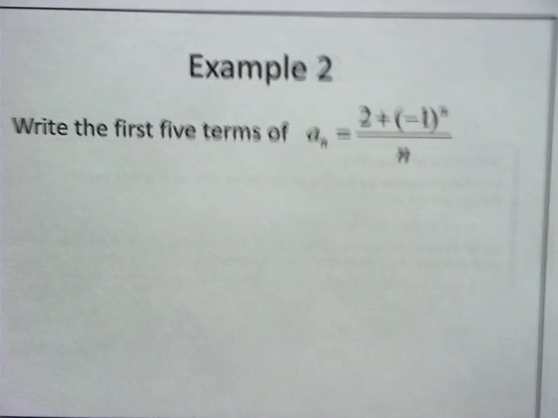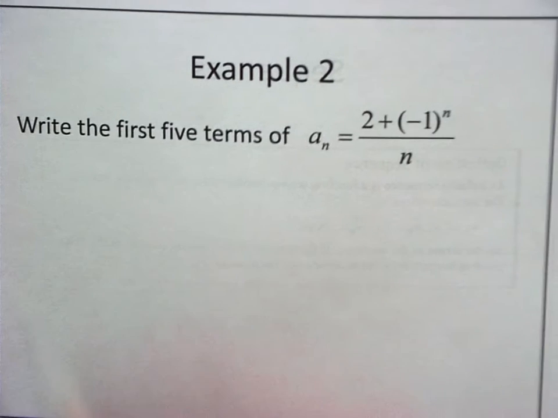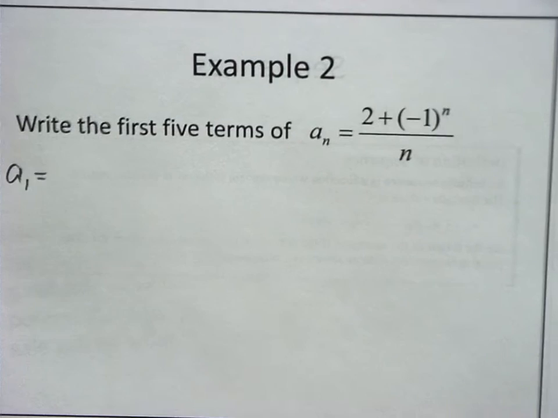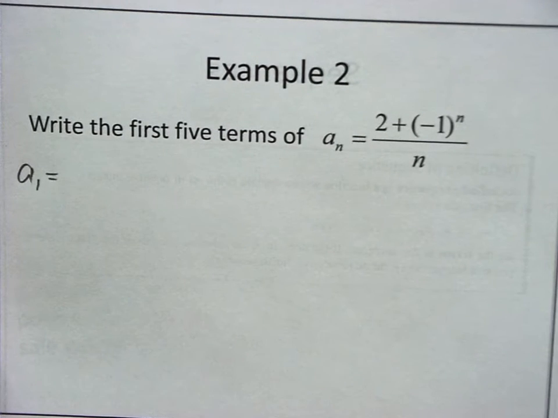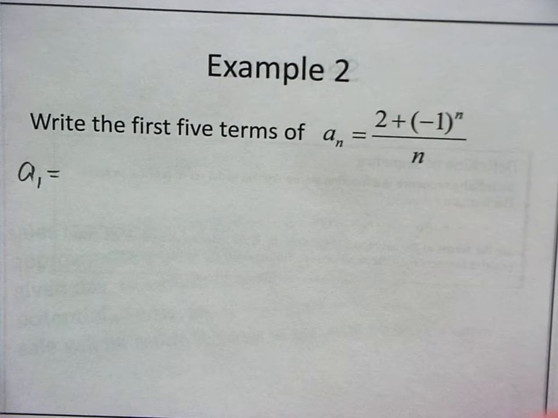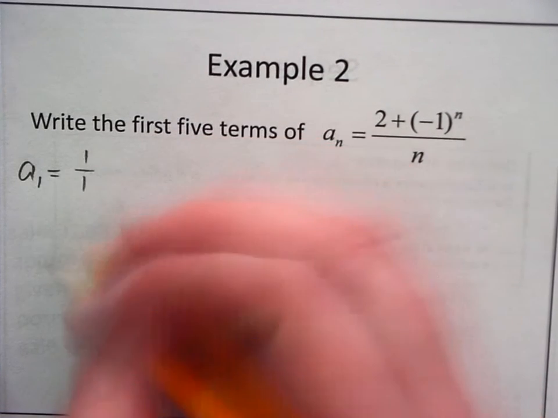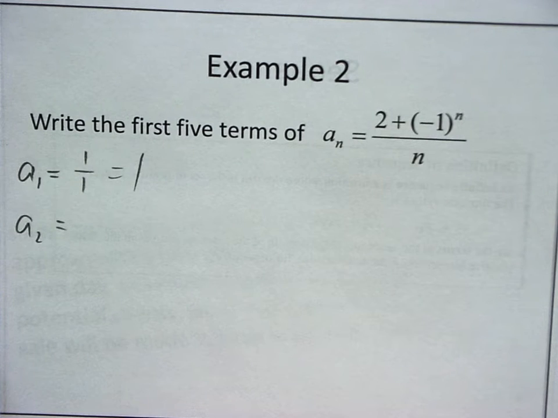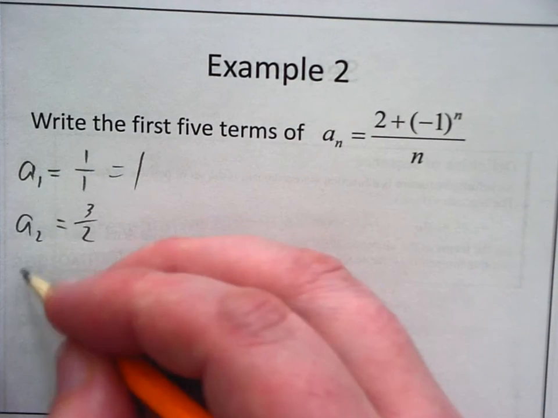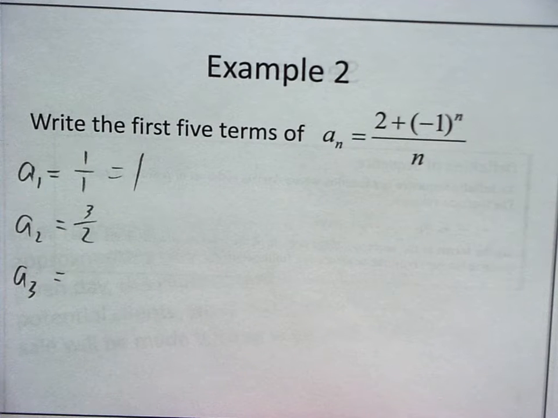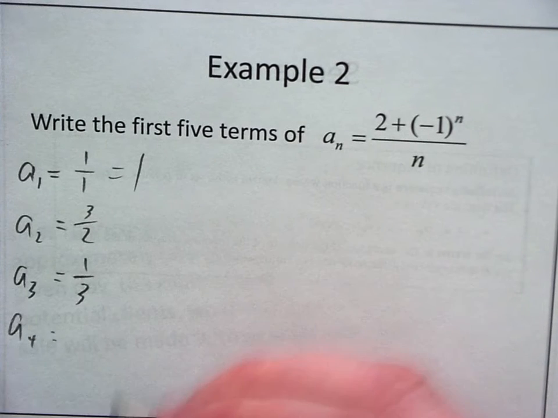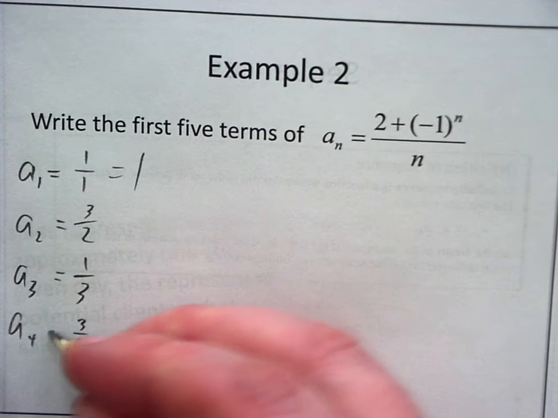What about this one? What would be your first term here? Like I said, they get a little ugly looking after a bit. 1. Just 1? Because you end up with 1 over 1, right? What about for the second term? Yeah, you get 3 over 2. Next. One over 3. Fourth. 3/4, and fifth.